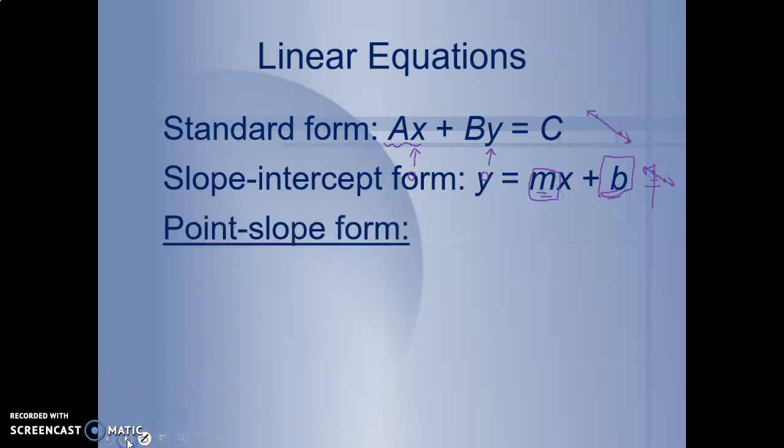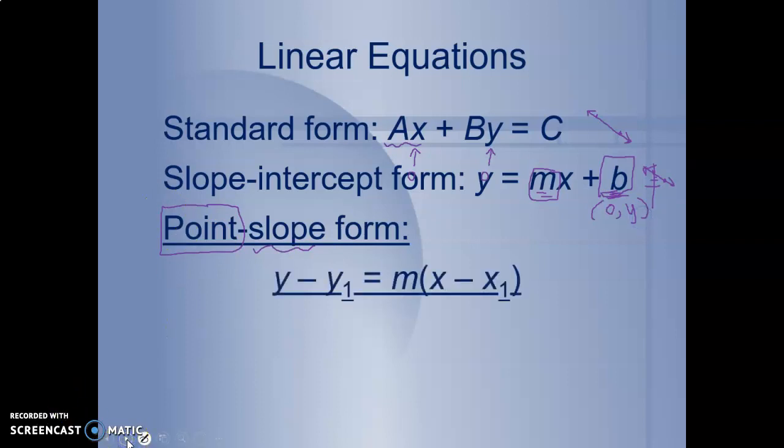The third form for a linear equation is called the point-slope form. And we use this form when we know a given point, not the intercept, and we know the slope. So slope-intercept is specifically 0 and whatever the y-intercept is. Point-slope could be any point, not an intercept, and the slope. And it's written in this form.